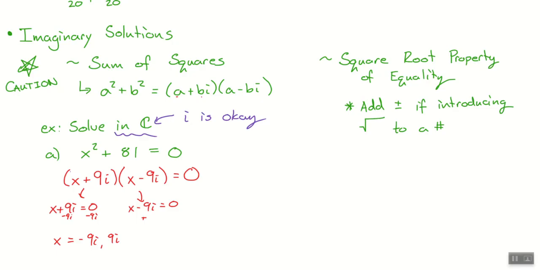So here we go. We're going to do the exact same thing. Example, solve in the complex numbers. And we're going to look at the same thing, but we're not going to factor it this time. We're going to do it slightly different. So here we go. X squared plus 81 equals 0.